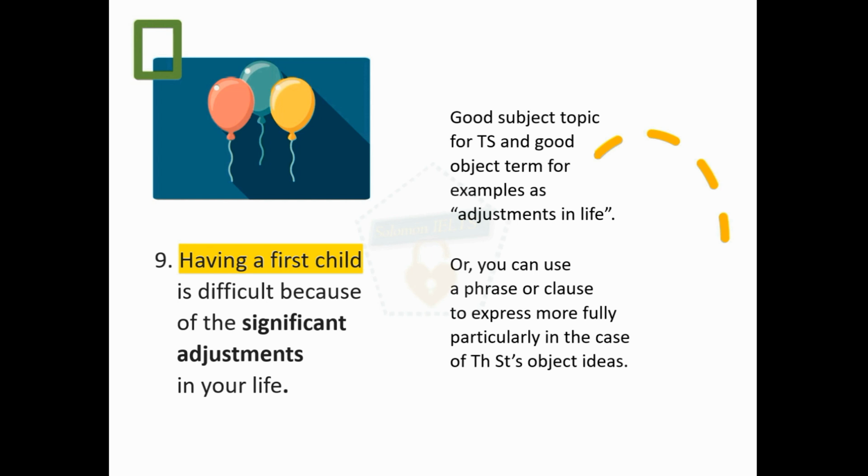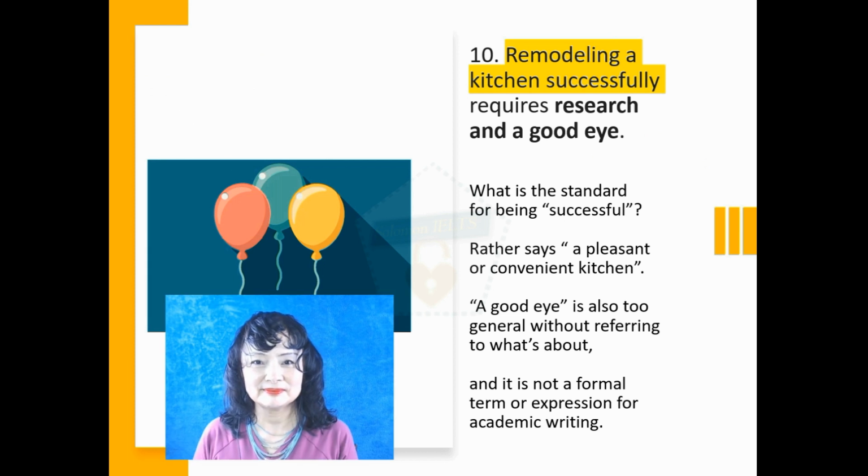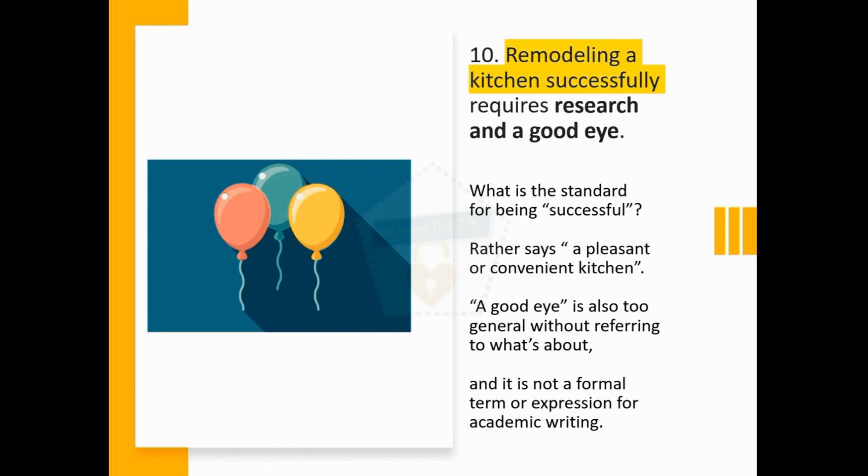Having a first child is difficult because of the significant adjustments in your life. Good subject topic for the topic sentence and good object term for examples, as adjustment in life. Or you can use a phrase or a clause to express more fully, particularly in the case of thesis statement object ideas.